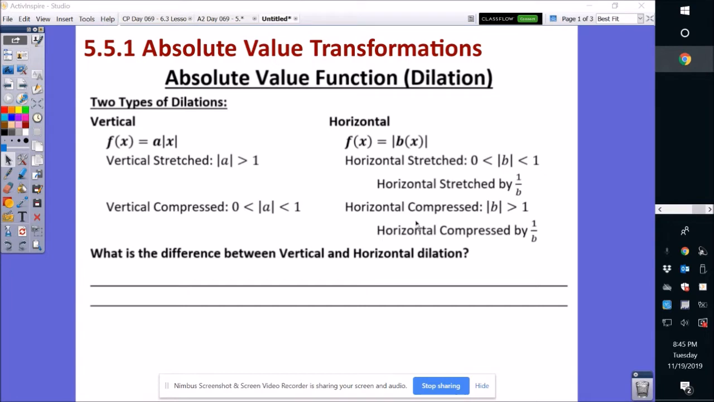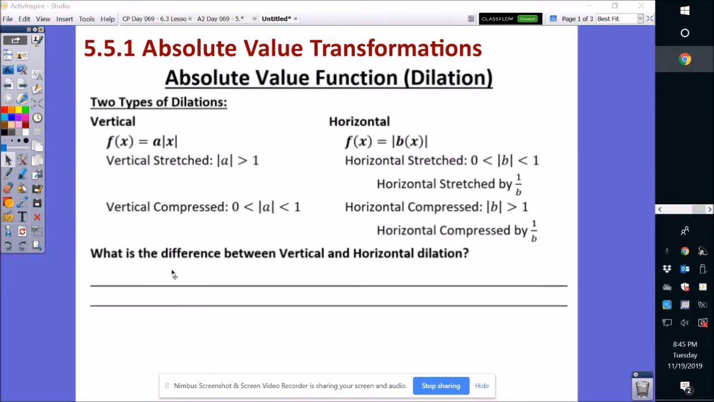And you would do the same thing for horizontal compress. Horizontal compress is when b is greater than 1, and you simply write horizontal compress by 1 over b. You would write that if it's a whole number. If it's already a fraction, you would write the reciprocal of it. Like I said before, you'll see when I do some examples involving horizontal dilation.